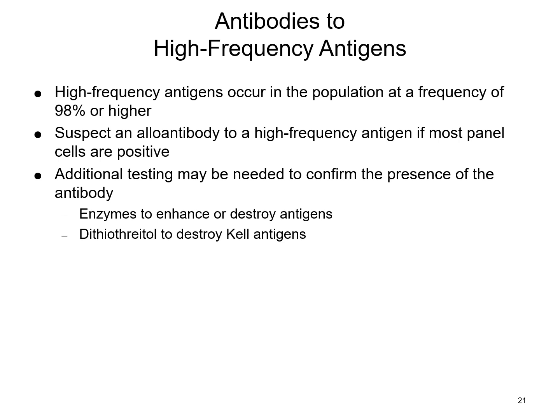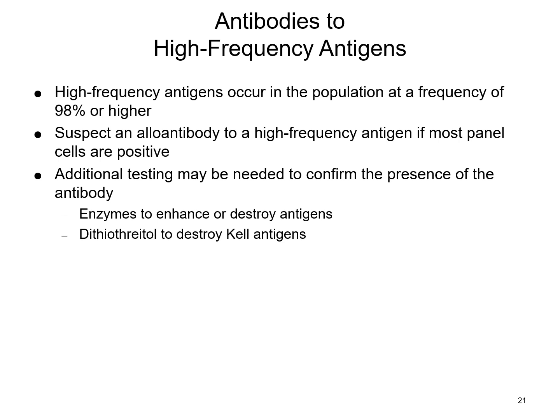Antibodies to high frequency antigens. So this is when most of your population has that particular antigen. So when you have a situation like this, if they have an antibody to it and you suspect that there's an alloantibody to a high frequency antigen, this is going to be indicated when pretty much all of your panel cells are positive. But your autocontrol is negative, so you know it's not an autoantibody.